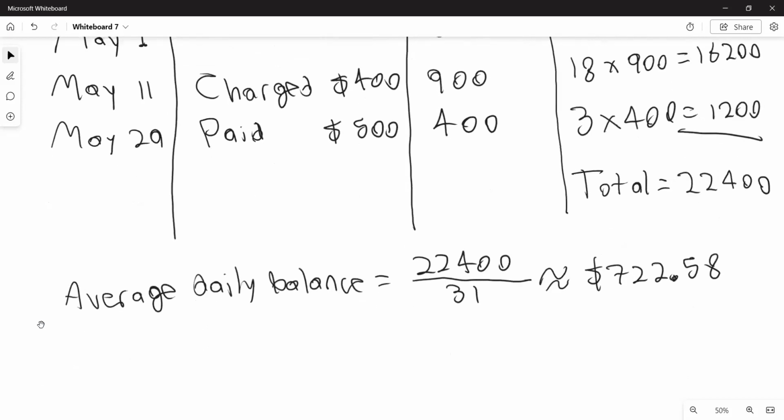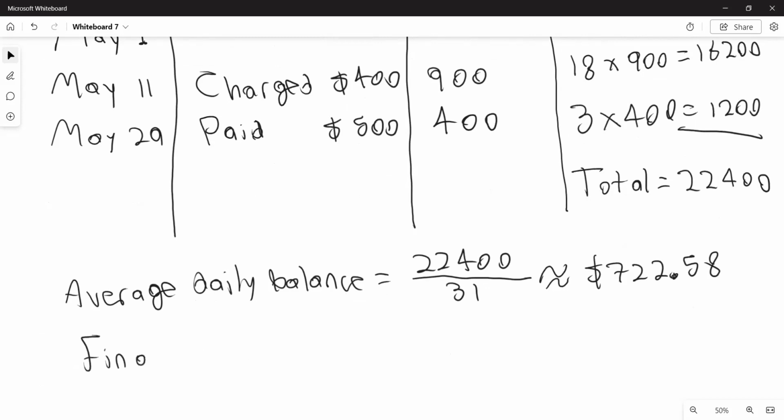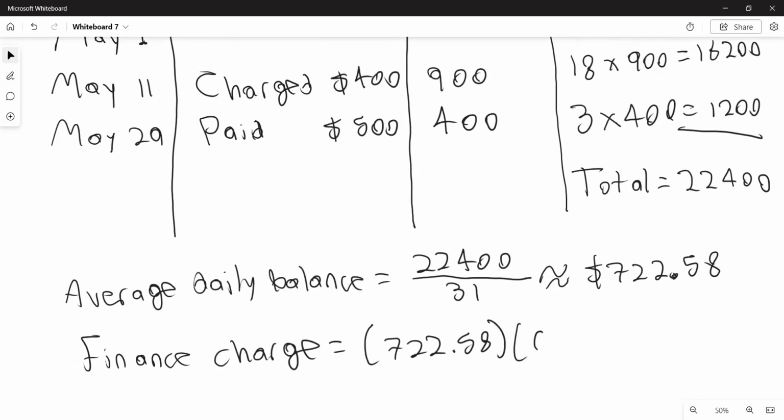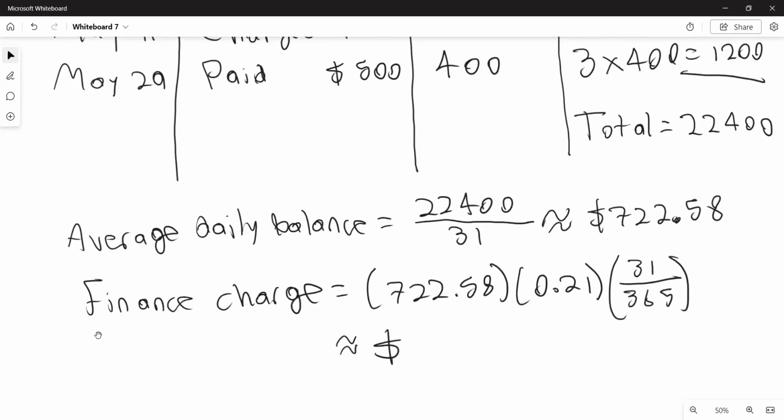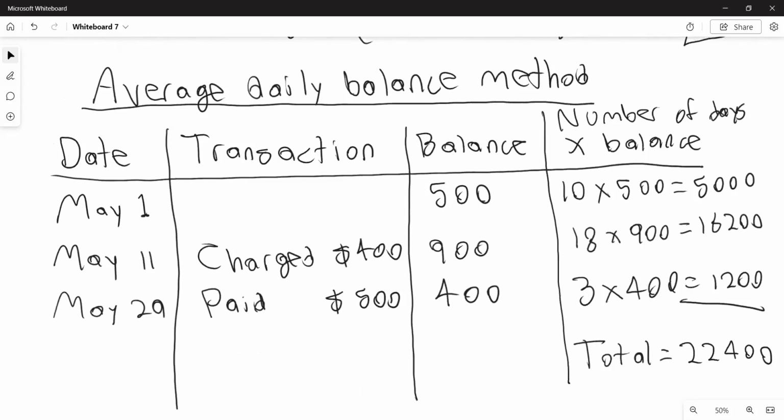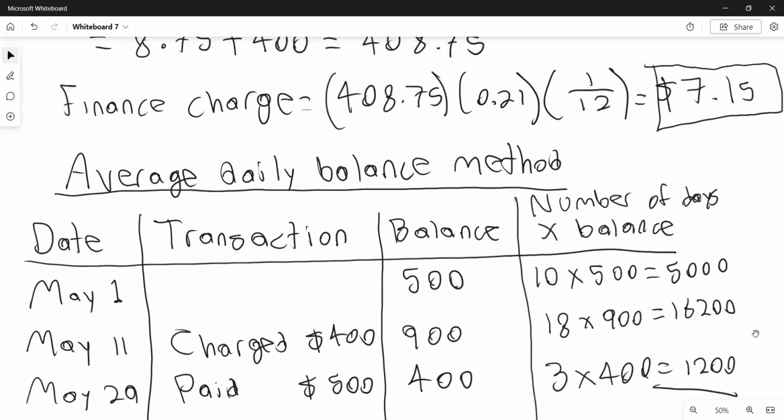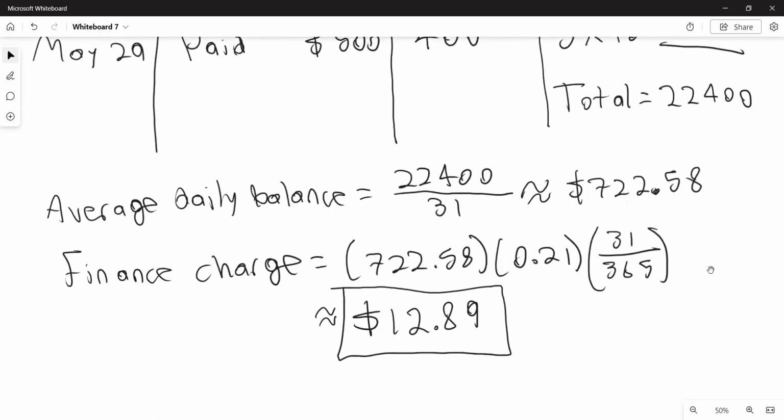And the finance charge is the average daily balance multiplied by the interest rate. And since May has 31 days, it's going to be 31 over 365. So the finance charge is $12.89. And that might be another reason why banks prefer the average daily balance method, because with the unpaid balance method, the finance charge was $7.50. And for the exact same transactions, the finance charge with the average daily balance method was more than $5 above that.